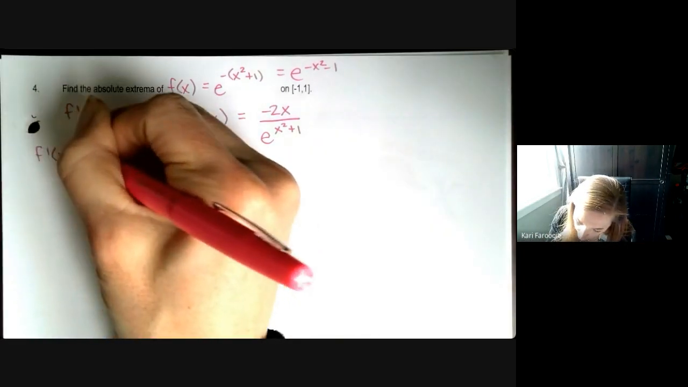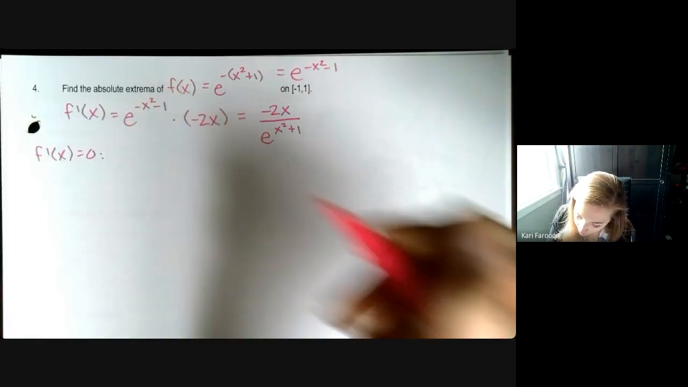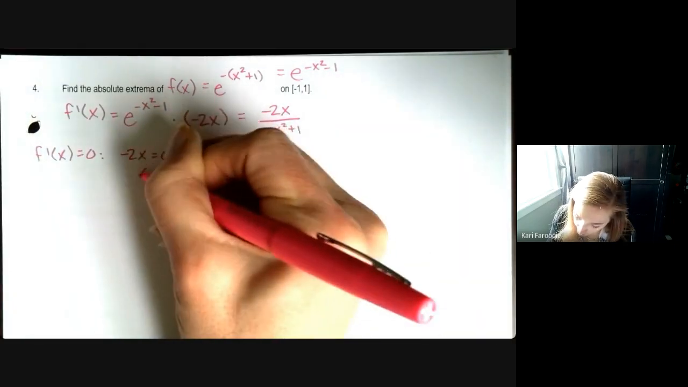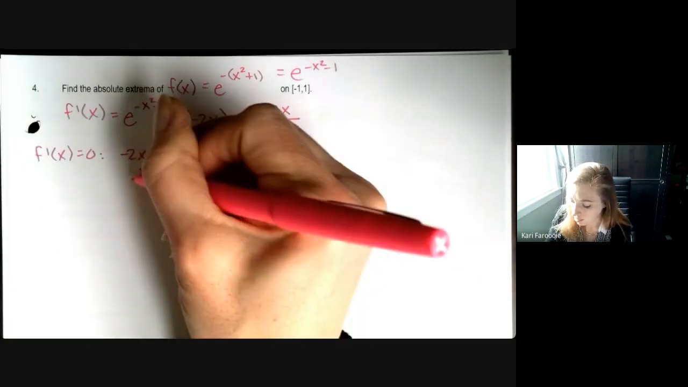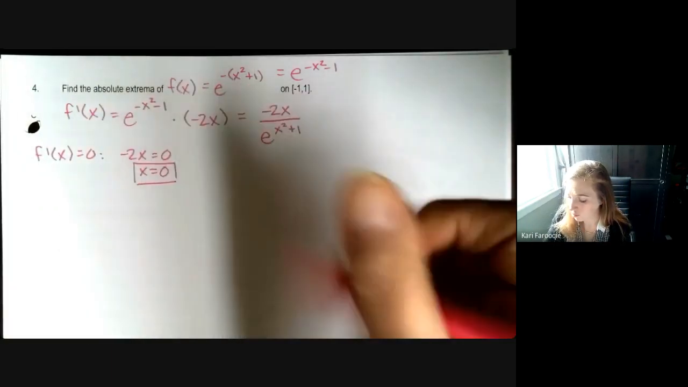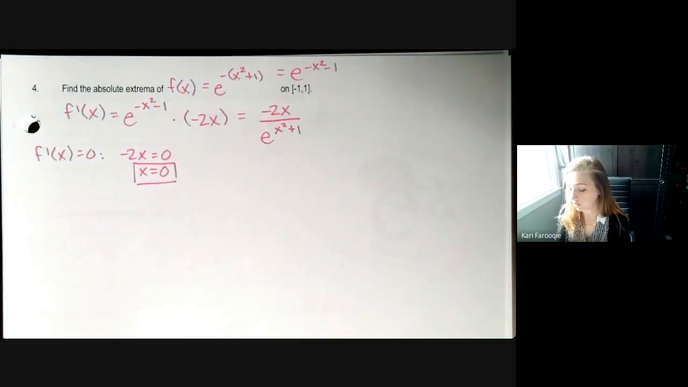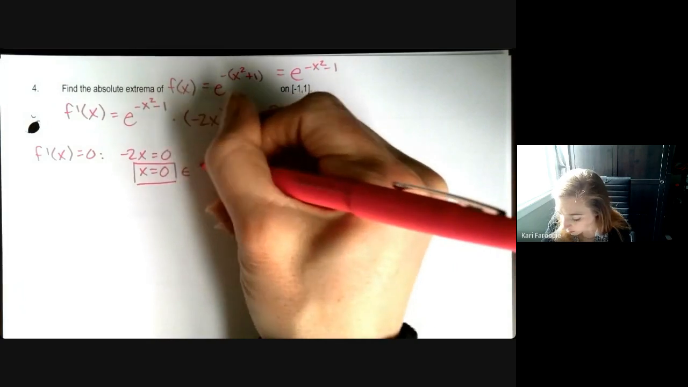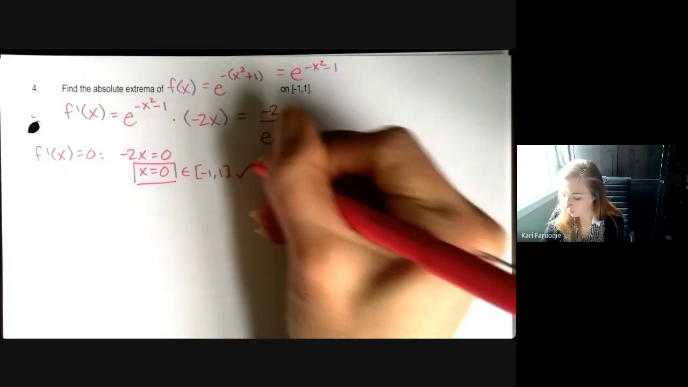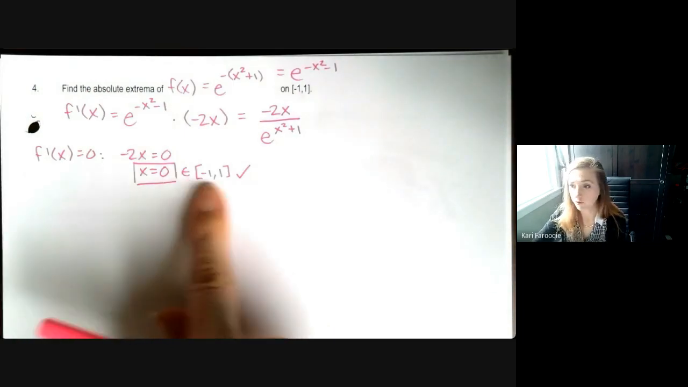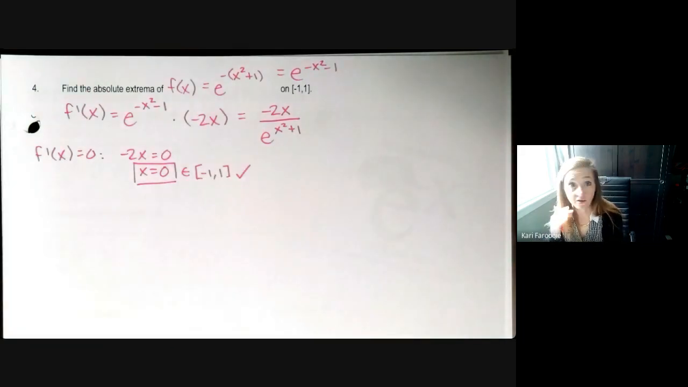Let's figure out what our critical numbers might be. I'm going to take f prime of x and set it equal to 0. And that means the numerator equals 0, and that means that x equals 0 is a critical number. Now, remember, with these absolute extrema on a closed interval problems, you need to verify that the critical number is actually in the interval. So yes, 0 is inside the interval from -1 to 1.